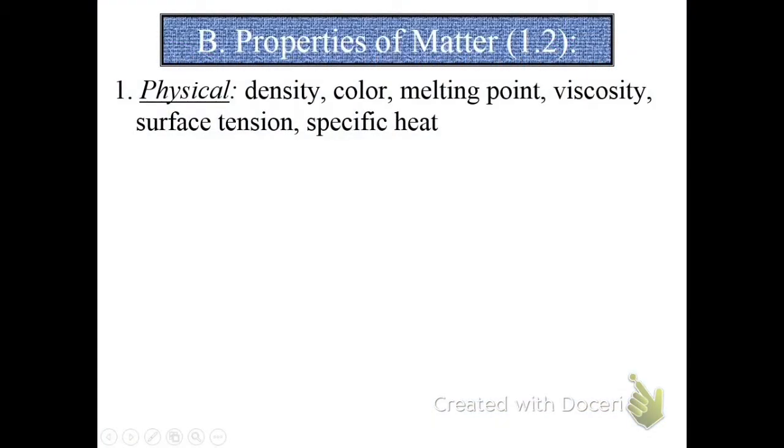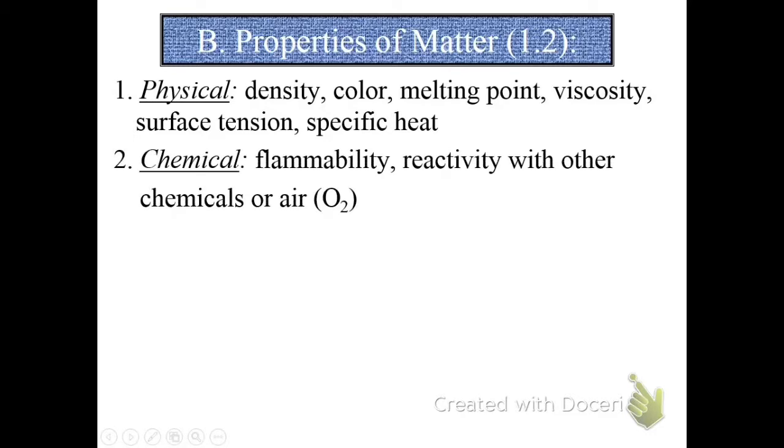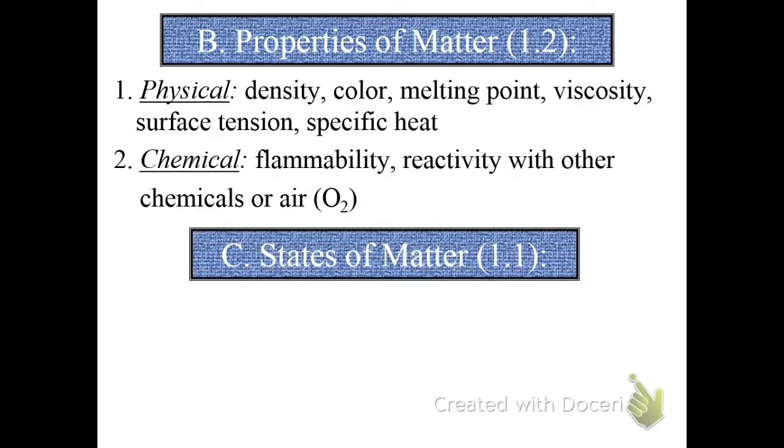Another way to classify the properties of matter is whether they're physical or chemical. Physical properties can be identified without changing the substance, like the density or the color, its melting point, and many others. Chemical properties have to do with how it reacts chemically, and to test these, you would have to alter the substance chemically. For example, whether it's flammable. If it is flammable, you're not going to have the same substance anymore because you just burnt it.